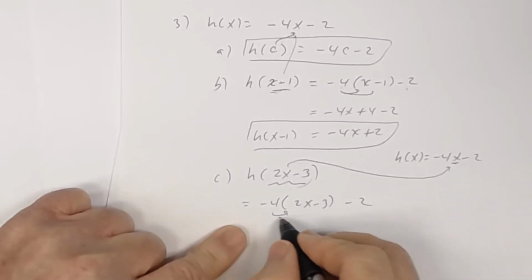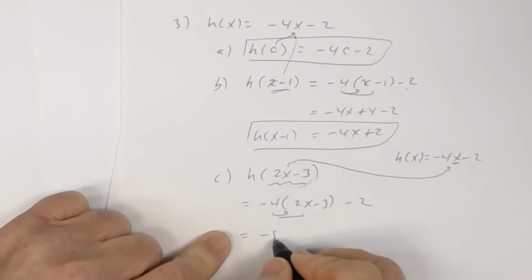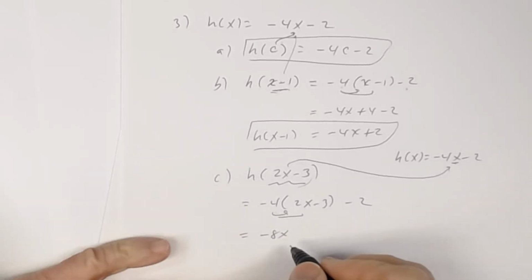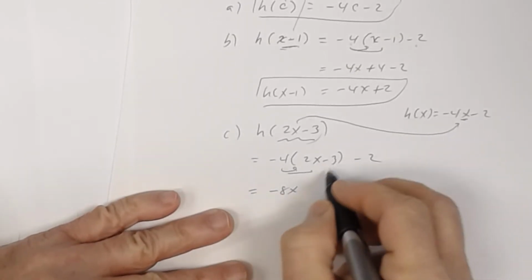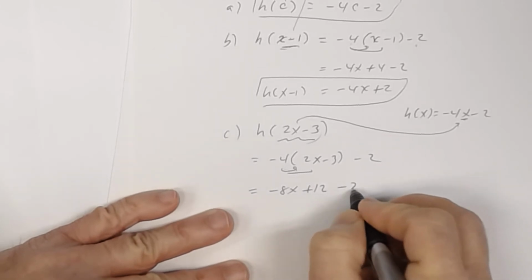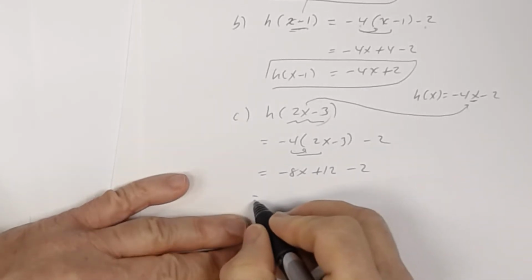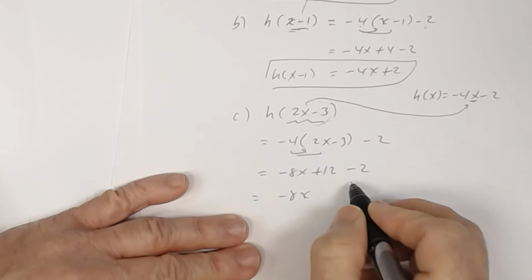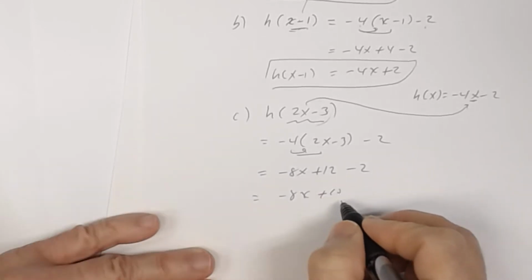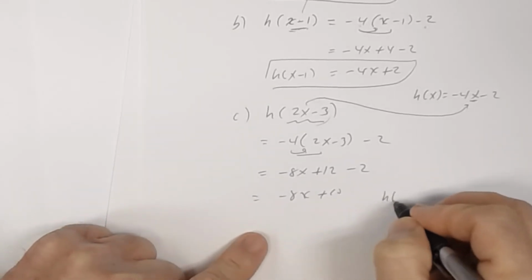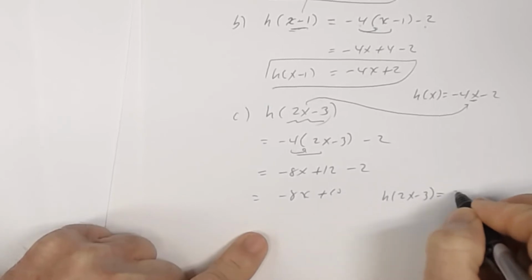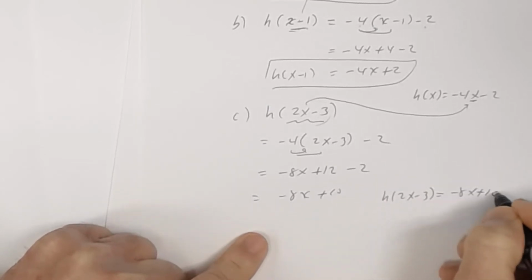Now I'm going to distribute. So I get negative 8x. Negative 4 times 2x is negative 8x. A negative 4 times a negative 3 is a positive 12, and then minus 2. And so I get negative 8x, and 12 minus 2 is 10. Therefore your answer: h of 2x minus 3 is negative 8x plus 10.